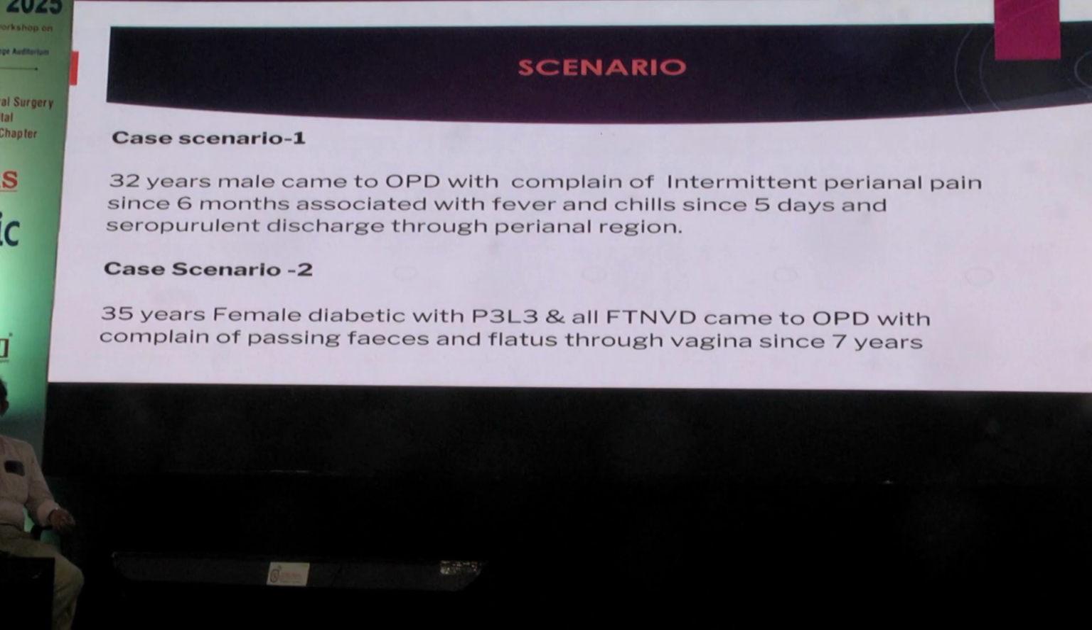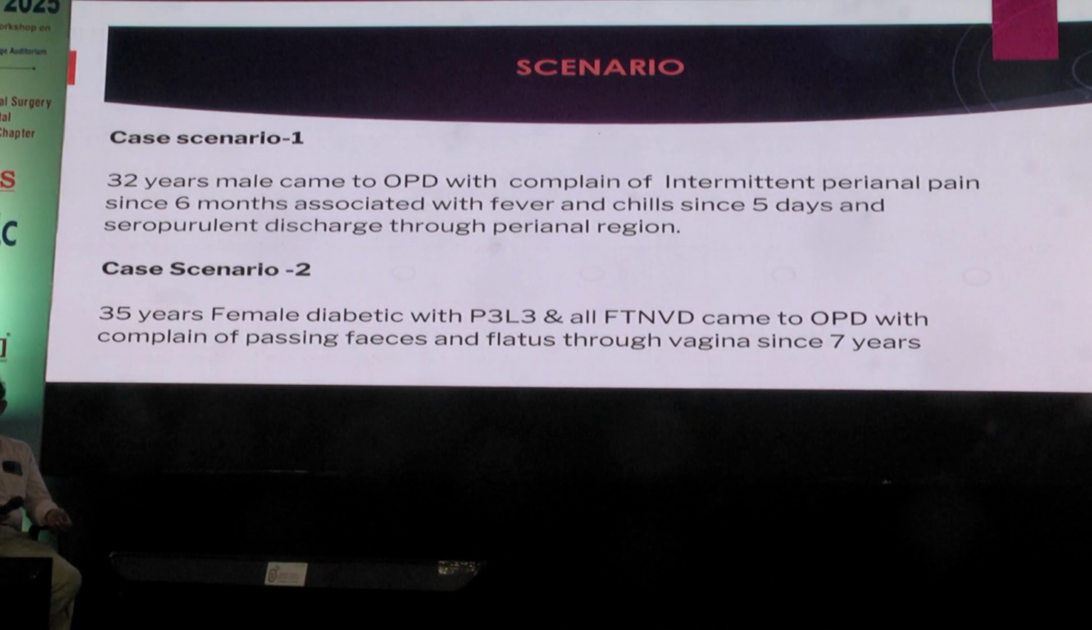The second case scenario is a 35-year-old female, diabetic, para 3, live 3, all full-term normal vaginal deliveries, who came to the OPD with a complaint of passing feces and flatus through the vagina since 7 years. What is the clinical diagnosis with the case history? Audience, anybody? It's a rectovaginal fistula.